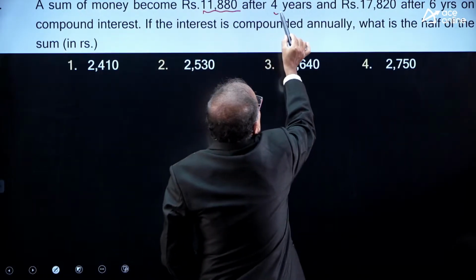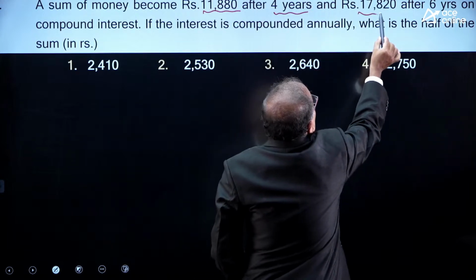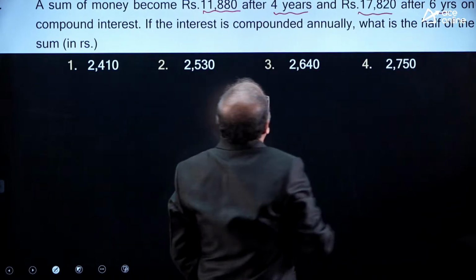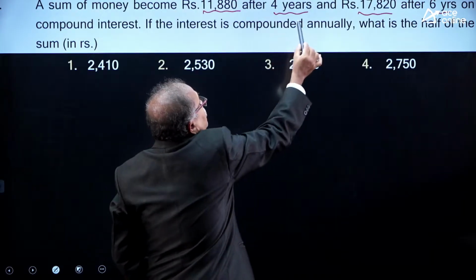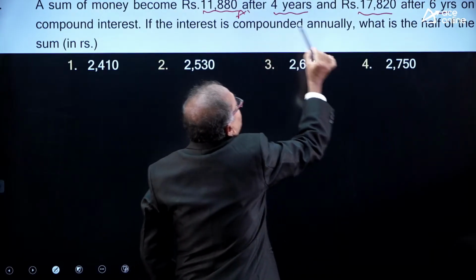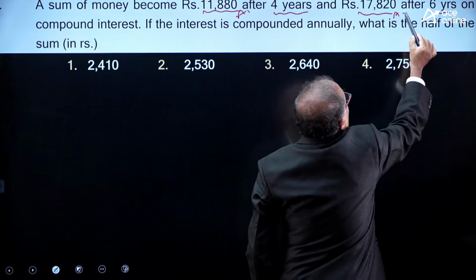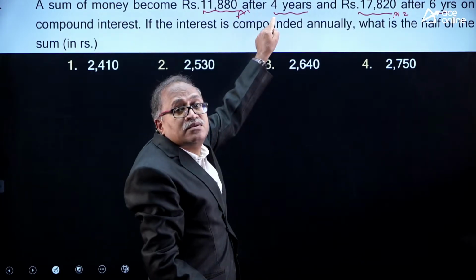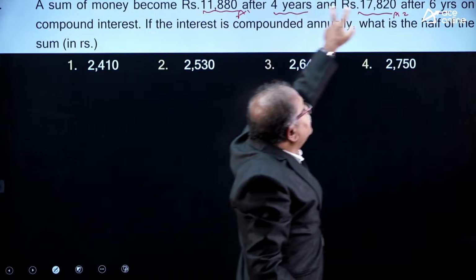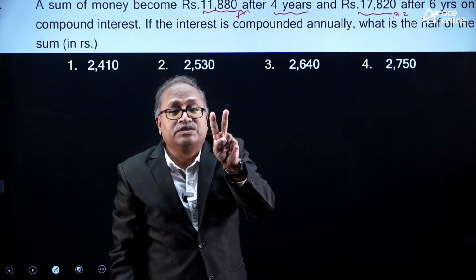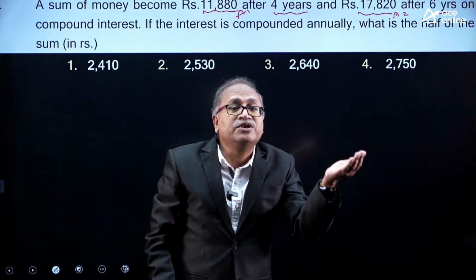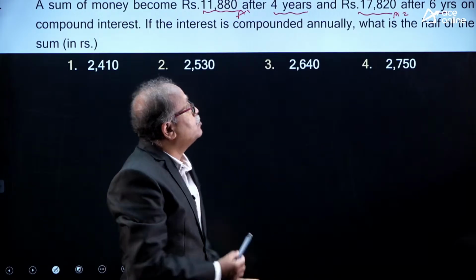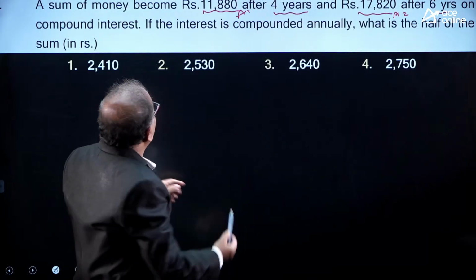11,880 after 4 years and 17,820 after 6 years. Both are the amount. This is amount 1 and this is amount 2. But look at the time gap. This is after 4 years, and from year to year there is a gap of 2 years. So, you cannot apply the geometric progression formula. How to do it? You answer the question or else I will explain it.